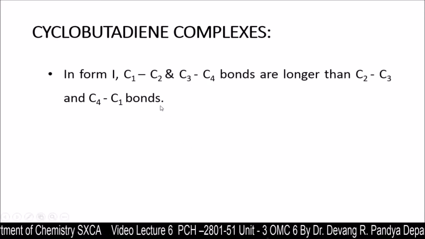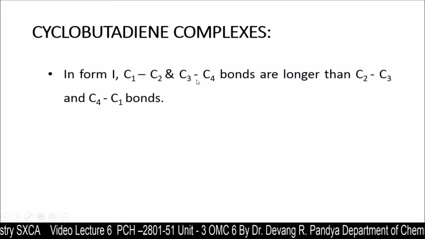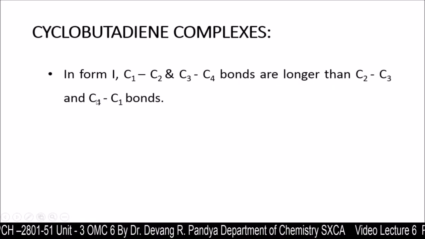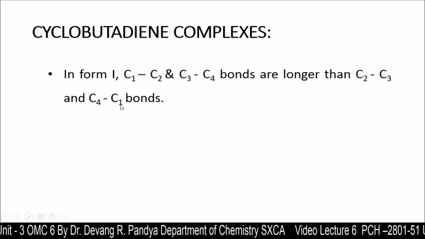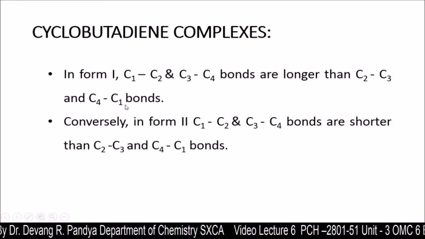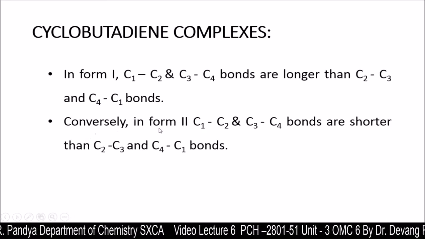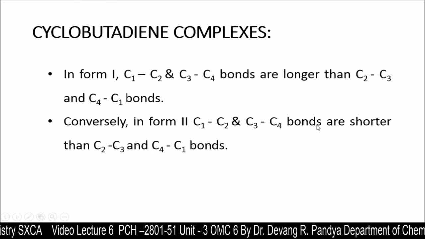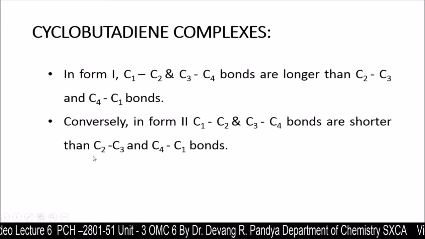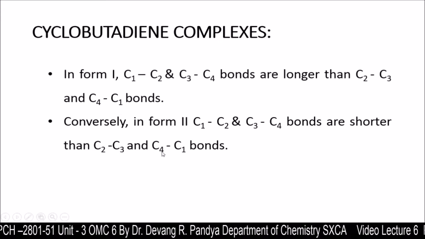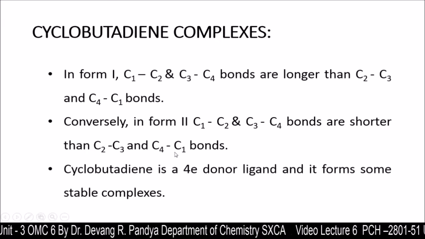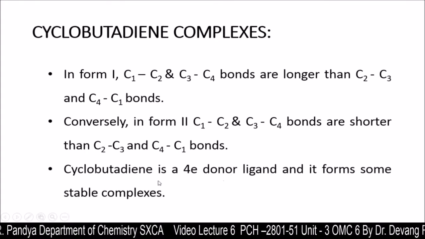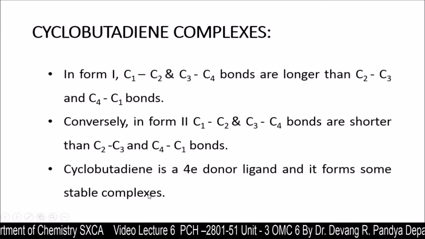In form 1, the C1-C2 and C3-C4 bonds are longer than the C2-C3 and C4-C1 bonds. Conversely, in form 2, the C1-C2 and C3-C4 bonds are comparatively shorter than the C2-C3 and C4-C1 bonds. Cyclobutadiene is a 4-electron donor ligand, and it forms some stable complexes.